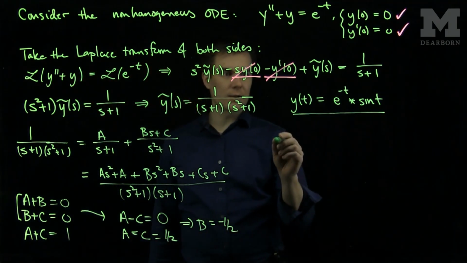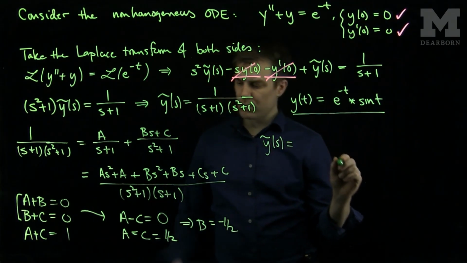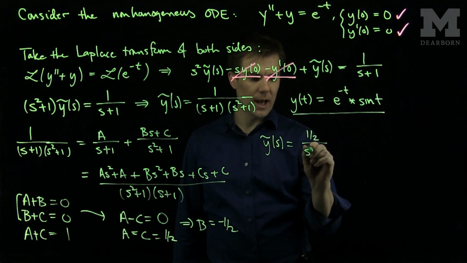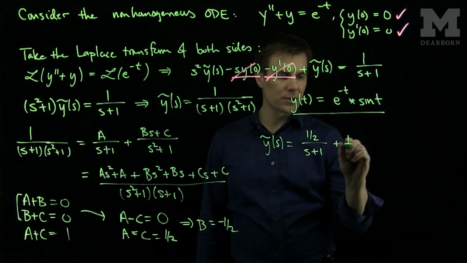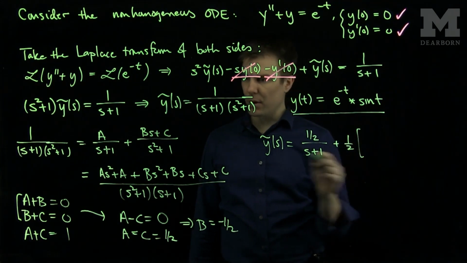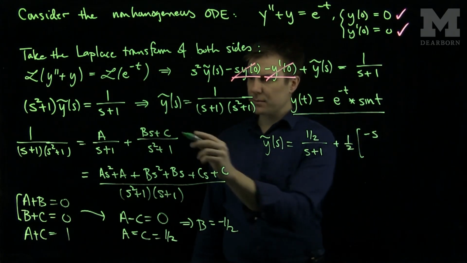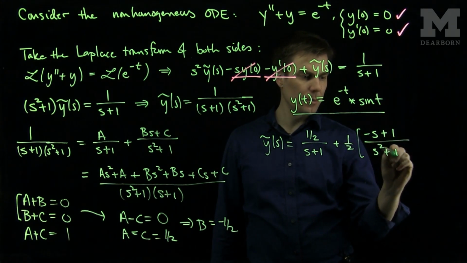So we see that our Laplace transform, y tilde of s, is really a, which is 1/2, over s plus 1. And then I have plus 1/2 as a common factor of both. And my b is, I'll have a negative s, and then a plus 1 over s squared plus 1.